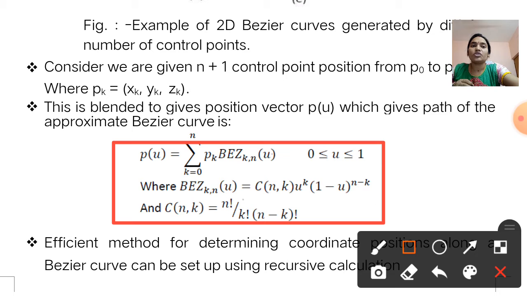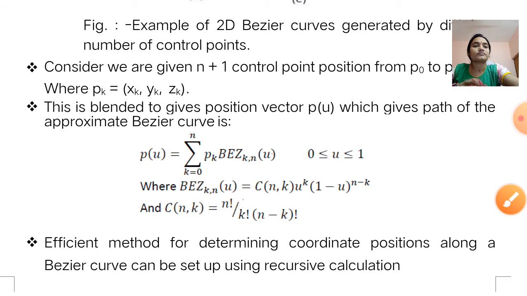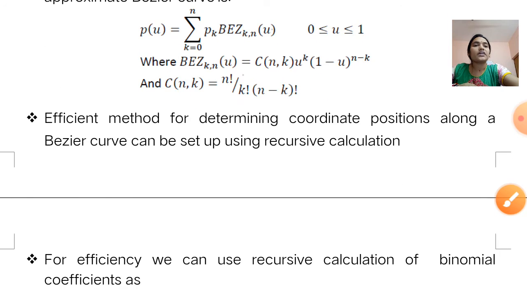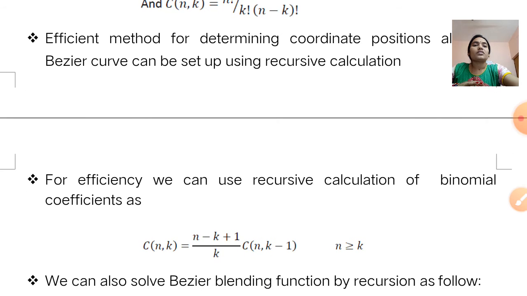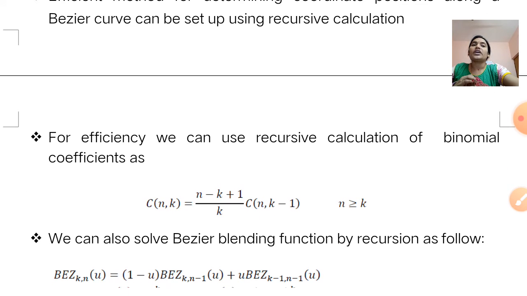All these equations or formulas are there in this chapter. All of you students remember them. Next, an efficient method for determining coordinate position along a Bezier curve can be set up using recursive calculation. For efficiency, we can use recursive calculation of the binomial coefficient.